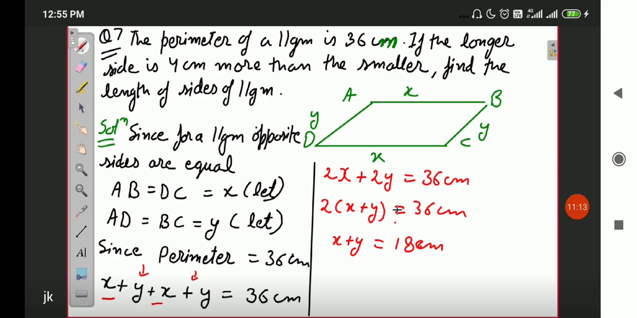Okay, please don't get confused with the calculation part, because the calculation part is the essence of mathematics. If you get confused there, you will not get any concept. So we get x plus y is 18 centimeter. Now what is given to us is that the longer side is 4 more than the smaller side. Okay, so we will simplify it.